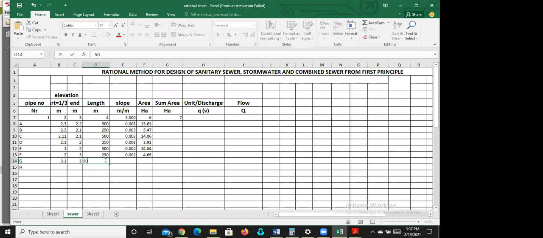And the length is 500, and the slope is 1 in 300. Finally, we have H.